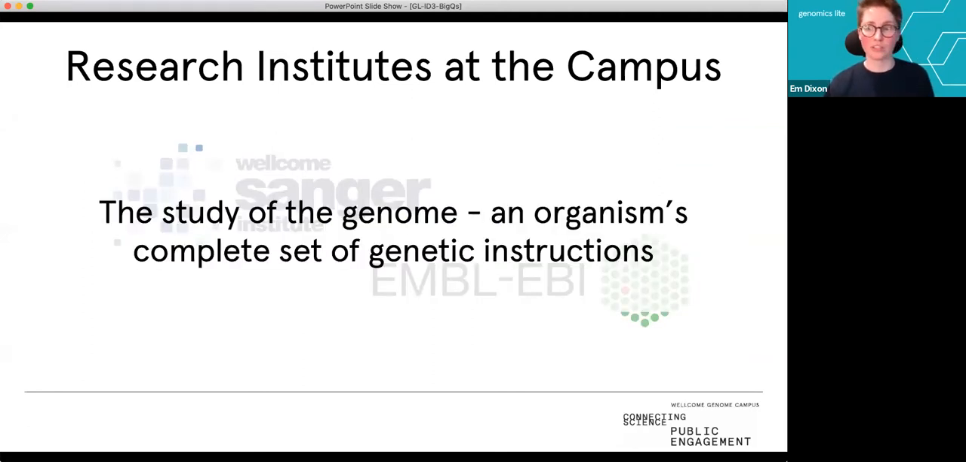Everything to do on the campus is to do with genomes. That's why it's in our name. And genomics is the study of the genome, which we would call the organism's complete set of genetic instructions.